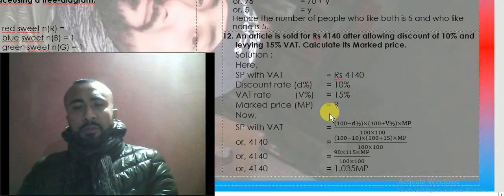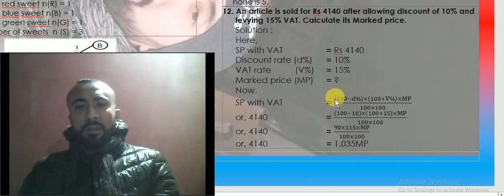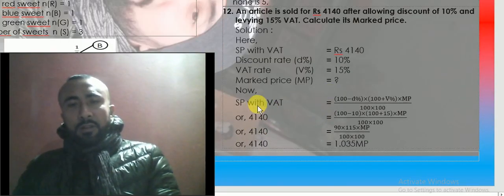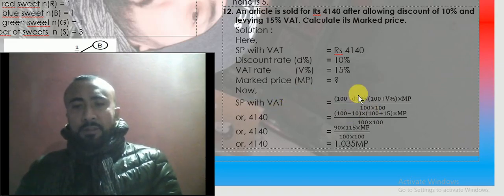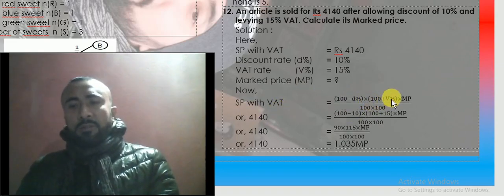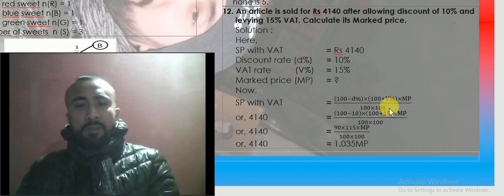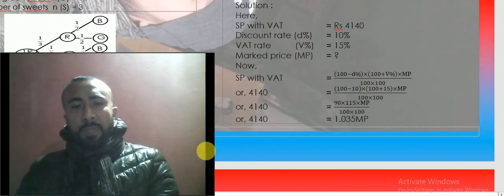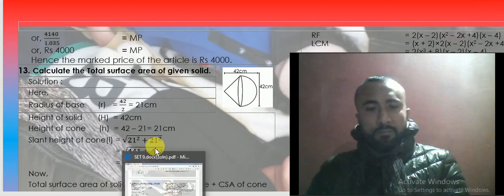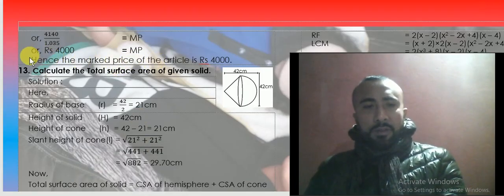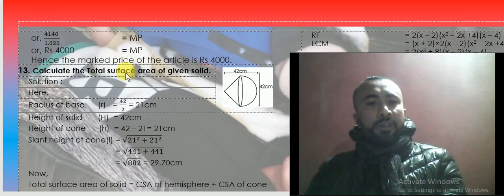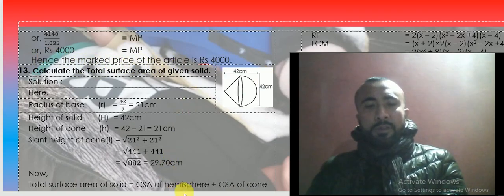Now let's move on to question number 12. Here the formula for SP with VAT is (100 minus d%) multiply (100 plus b%) multiply MP by 100 multiply 100. If you calculate it, you get the value of M as 4000. Don't forget to write the conclusion. The second conclusion is: hence the market price of the article is 4000.